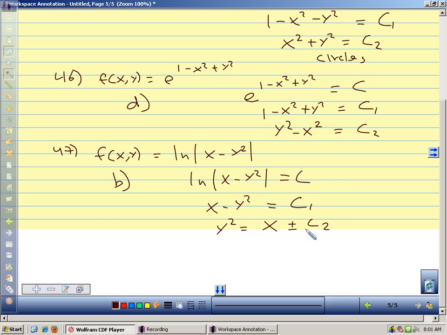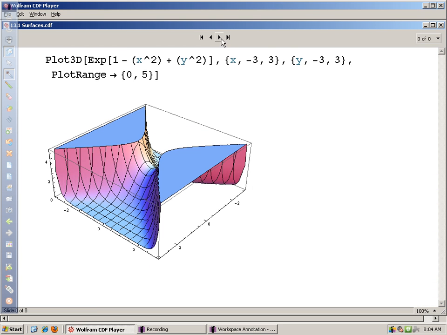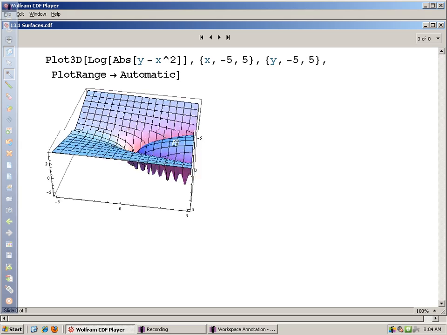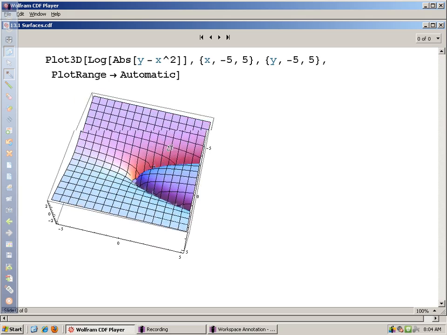Isn't it the same constant? Yes. So this gives us parabolas. And we should have here our constant, this should be a plus or minus because of the absolute value. Absolute value gives us a plus or minus. So this gives us parabolas. And let's take a look at that surface where we can move it around a little bit. So there's that surface.